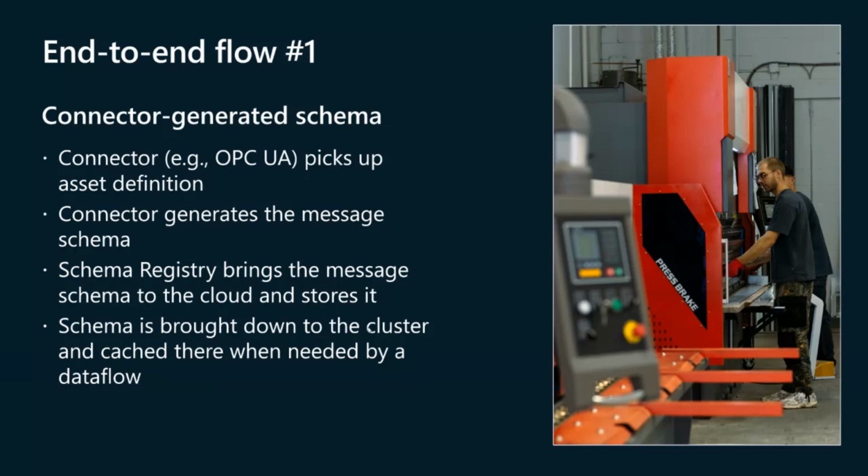In this edge-first flow, the schema registry is sitting at the edge, and it brings that message schema that was just generated by the connector into the cloud and stores it there. And that becomes the system of record for those schemas. Then the schema registry brings that schema back down to the edge and caches it there, so that when it is needed to run a transformation or a data flow at the edge, it is able to use that message schema as the decoder ring for those messages coming from the industrial edge.